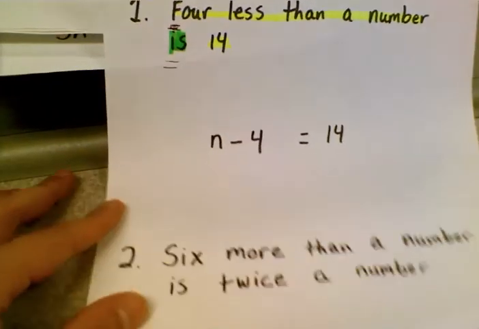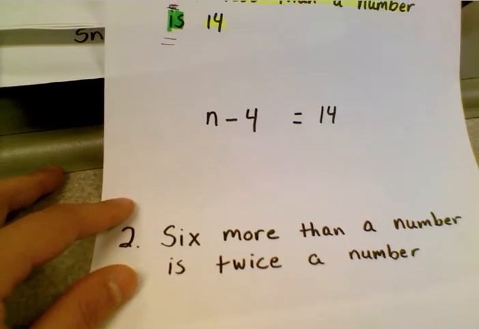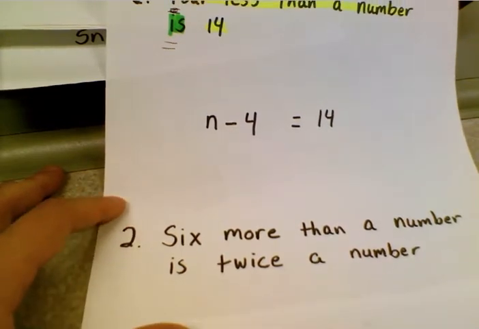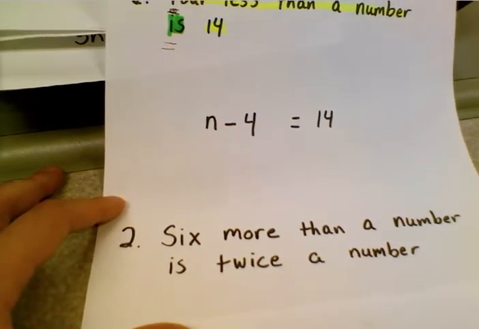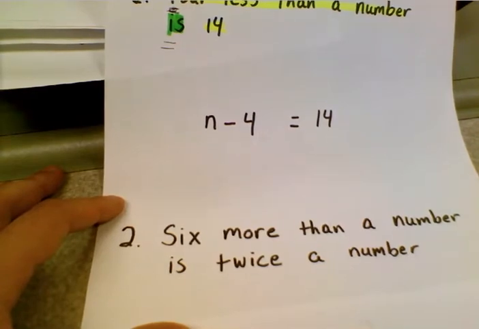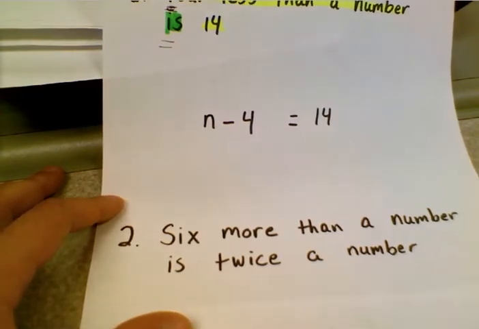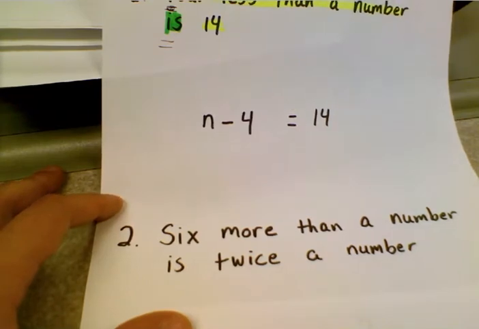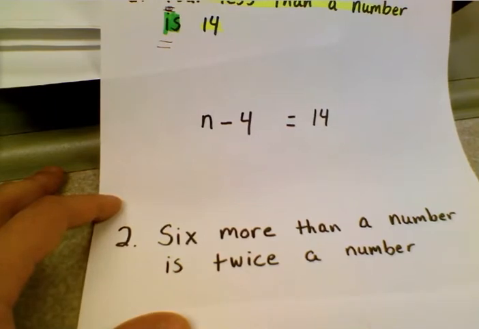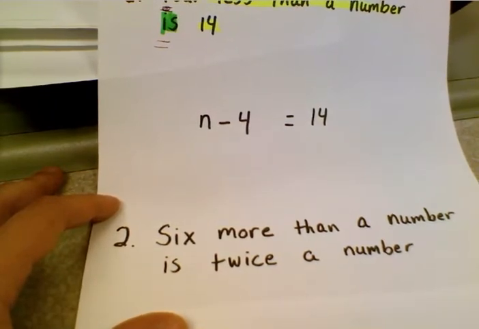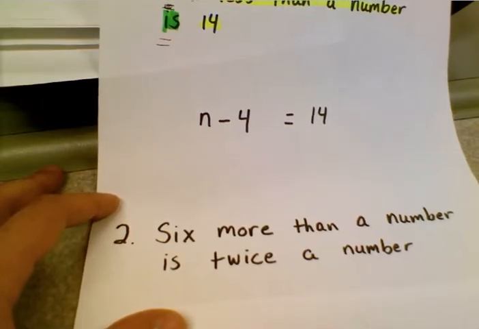This time, I would like you to pause this after I get done reading this here to you. 6 more than a number is twice a number. 6 more than a number is twice a number. Go ahead and pause that right now. Write it down. Underline and highlight key words that you're looking for, and then go ahead and try to write this equation out here.